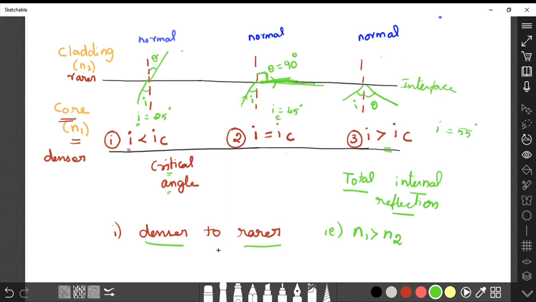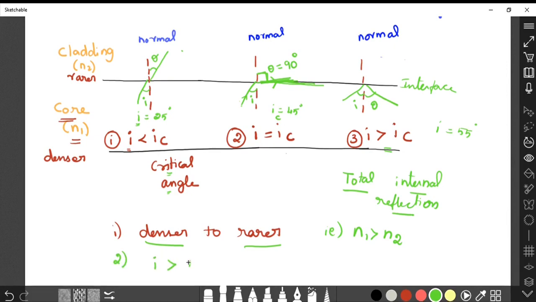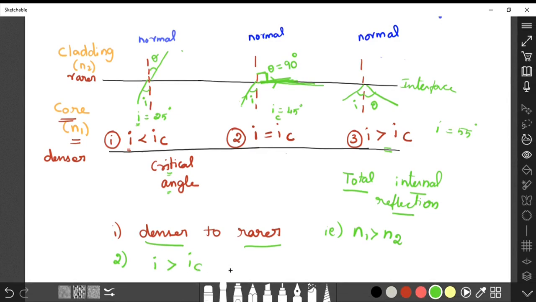And the second condition is that the angle of incidence on the core should be greater than the critical angle. So for a short answer, you can write these two conditions for total internal reflection.